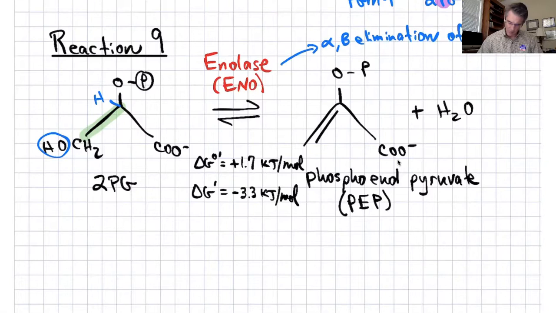All right, now you may also remember that PEP is super unstable. Its phosphotransfer potential is even higher than that of 1,3-bisphosphoglycerate, right? So this phosphate group here on phosphoenolpyruvate really, really, really doesn't want to be there.